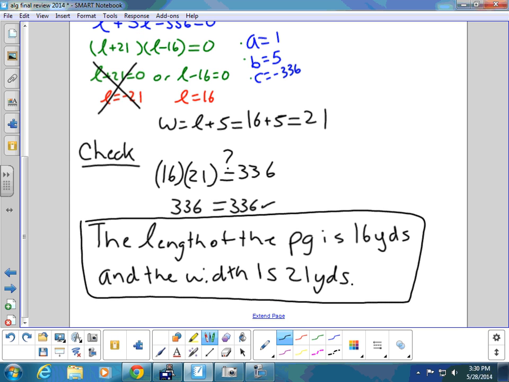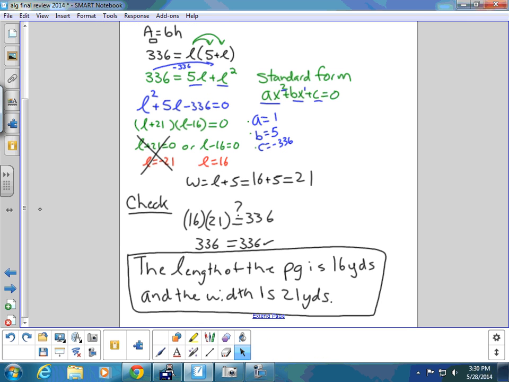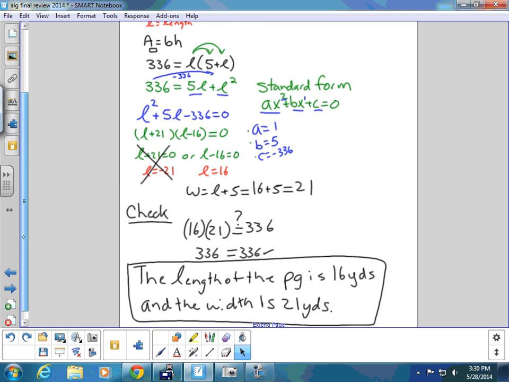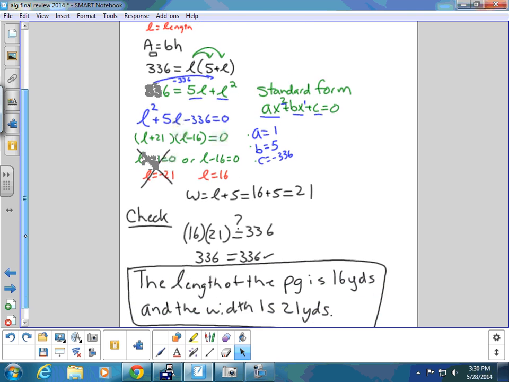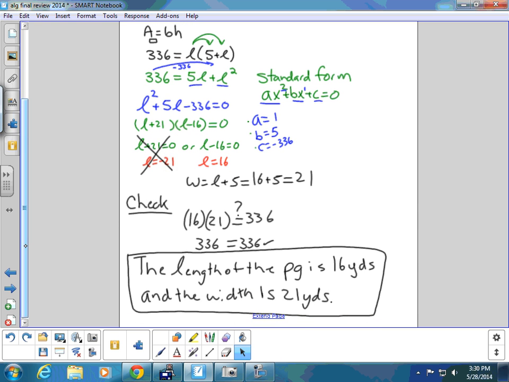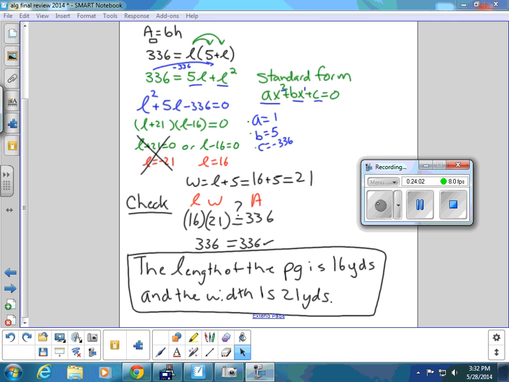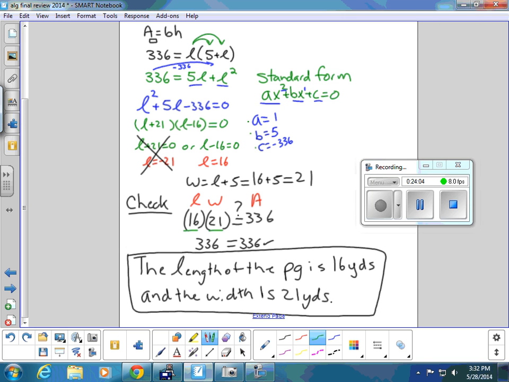Okay, so again, we step back and look at this to see how to get full credit for this exam. I drew a picture, I defined my variable, I set it up, I solved it, I checked it, and I answered it. So when we get our answer, 16 and 21, which should be the length and the width, we're checking it to see if it's equal to the area that was given. And then we can write out our statement and be confident that it's true.